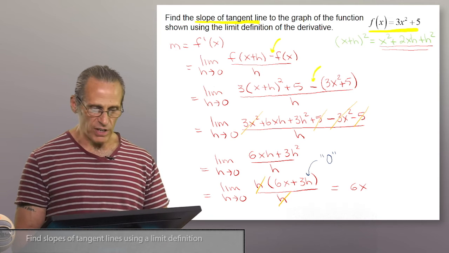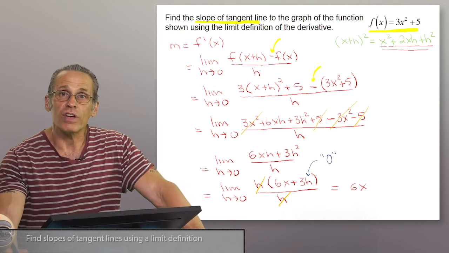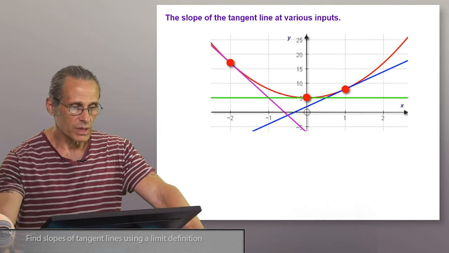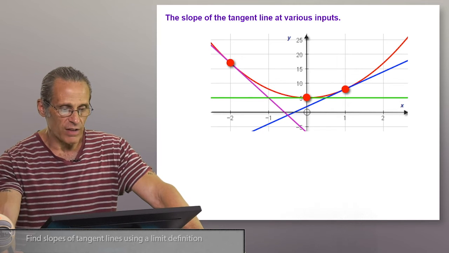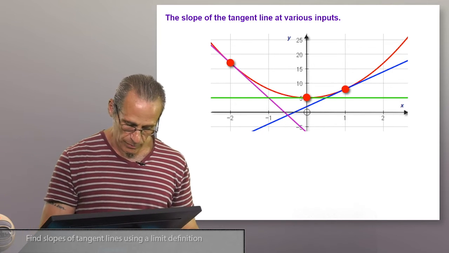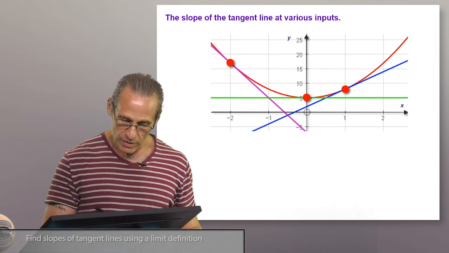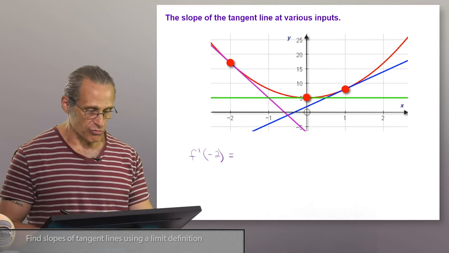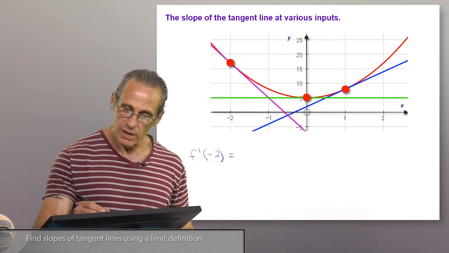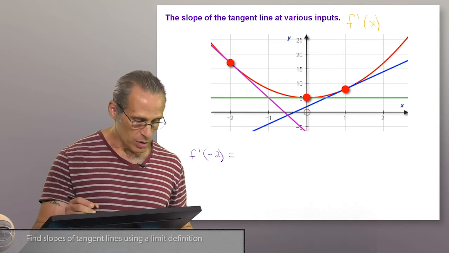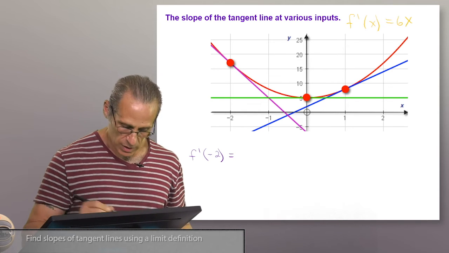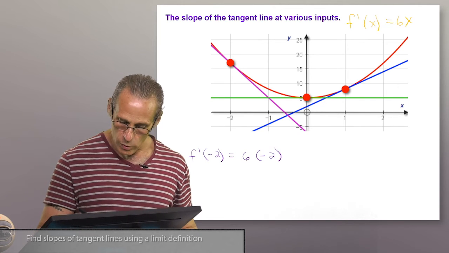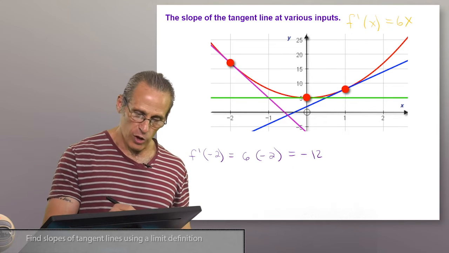So that means my function f of x is 3x squared plus 5. Its derivative is 6x. So I can very quickly now figure out the slope of each of these lines. Let's start with the purple line here. The derivative at negative 2, well, remember my derivative function was what? My derivative function was 6x. So my derivative at negative 2, that would be 6 times negative 2, or negative 12. That's the slope of this line right here.